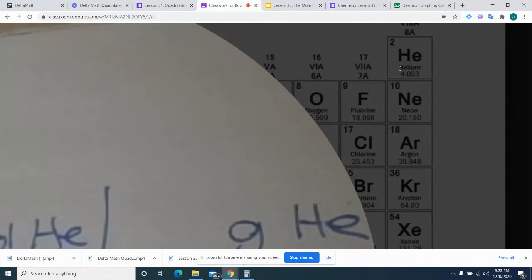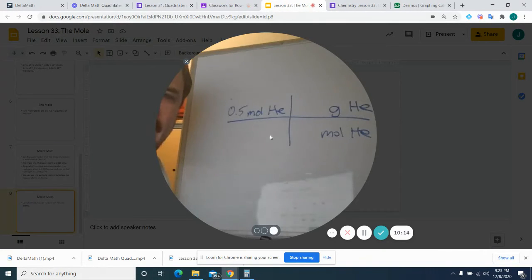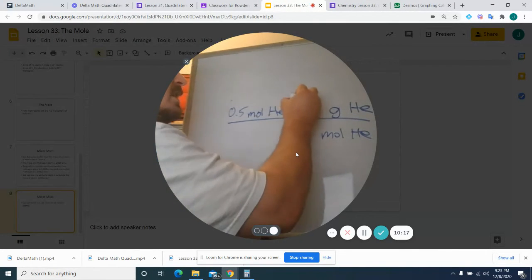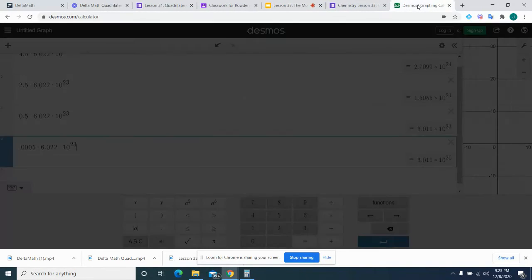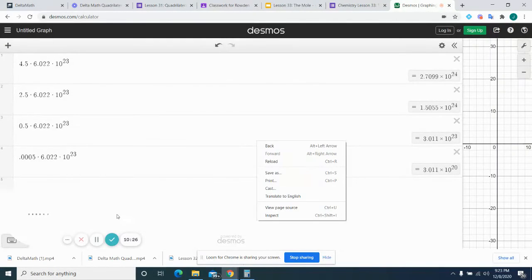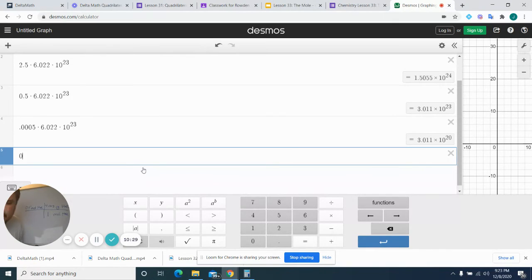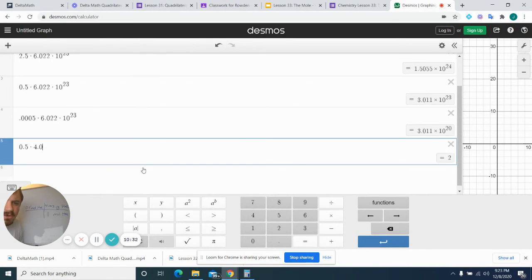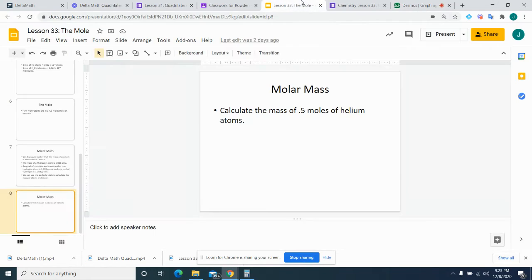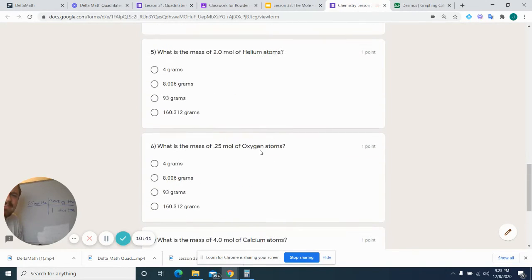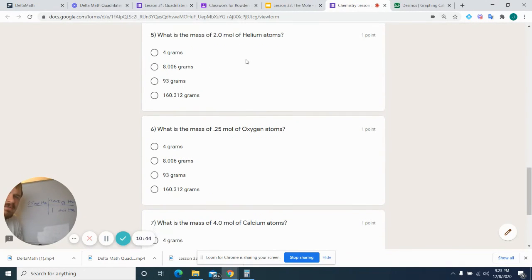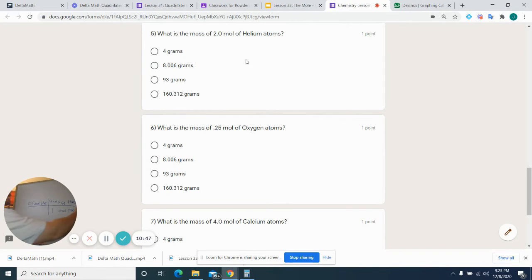I don't even have to minimize my screen. One helium is 4.003. So when we go back to what we were doing, 1 mole of helium is 4.003 grams. So you just do 0.5 times 4.003, and we get 2.0015. So the answer would be 2.0015, okay? It's the same process for 5, 6, and 7. I want you to try to do 5, 6, and 7. So press pause, try them yourself, see if you can get the answers, and then press play.